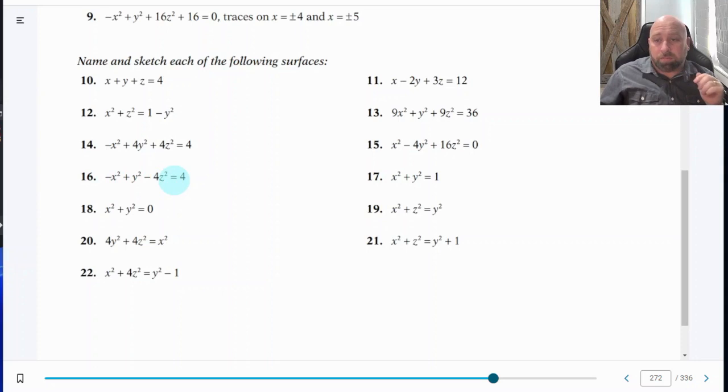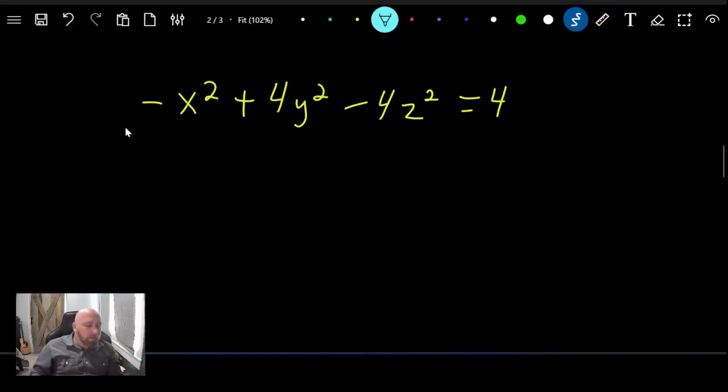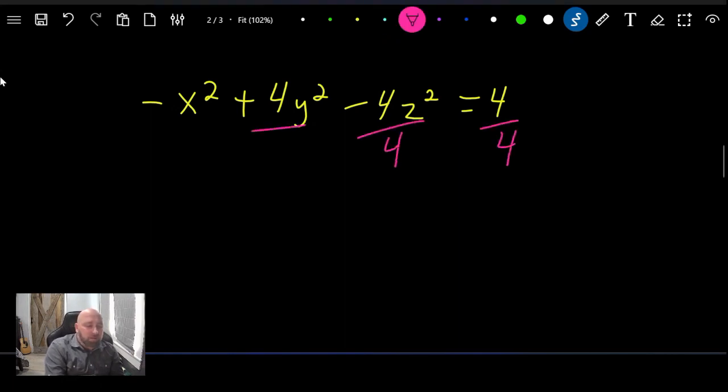Let's see what we come up with. All right, so over here we have the equation that we have for number 16. What we want to do is try to get this into some sort of standard form. The way that we can do that is divide everything by 4. This is going to give us as close as we can get it to standard form. Then hopefully it will look like one of the other forms that we had.